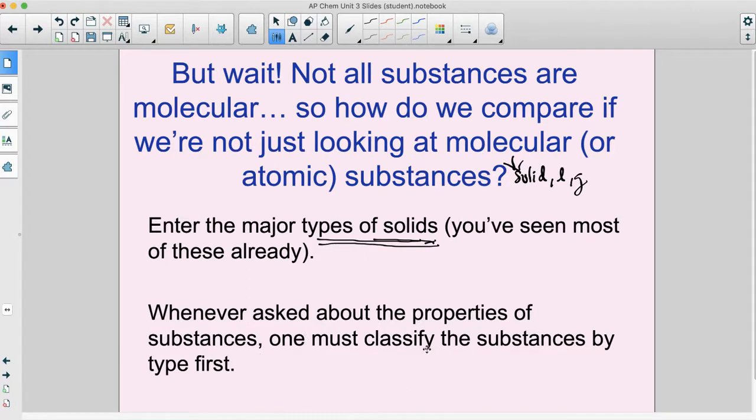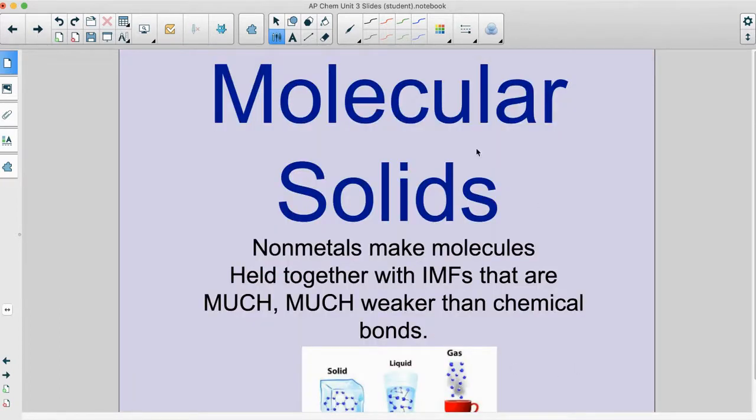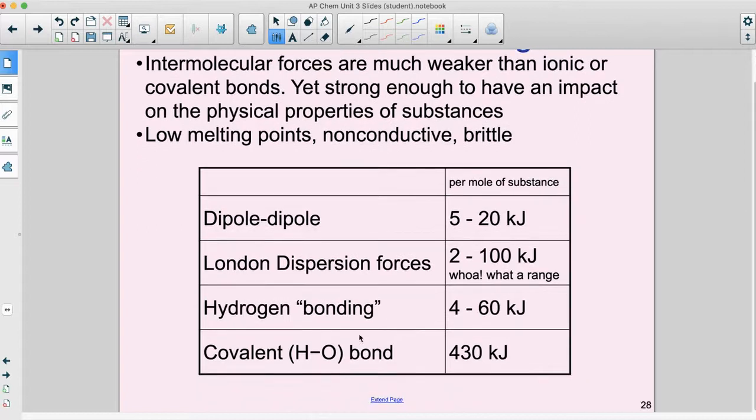So we always want to figure out the substance by type first, before we go on to talk about intermolecular forces or the bonds that hold together these substances. So here we've talked about molecular solids. These are nonmetals that come together to make molecules, and the molecules are held together with IMFs. They're much weaker than true chemical bonds. Here's a covalent bond between hydrogen and oxygen. It's like 400 kilojoules. These weaker IMFs right here are much weaker, but you see that there's a range, because it'll depend on the molecular substance and its polarity or non-polarity or the length of the chain, exactly how strong these different forces are.